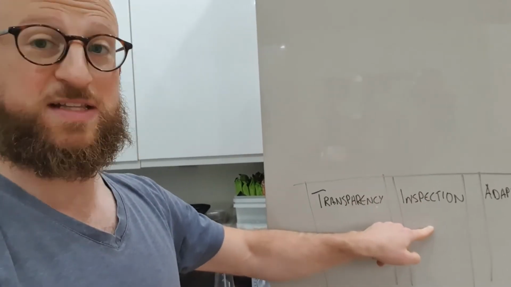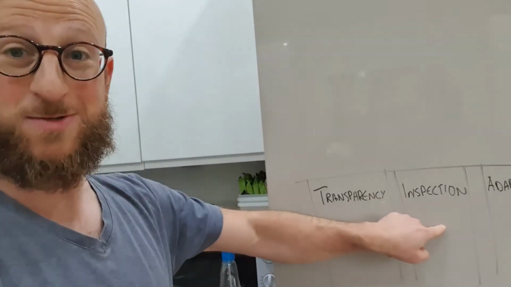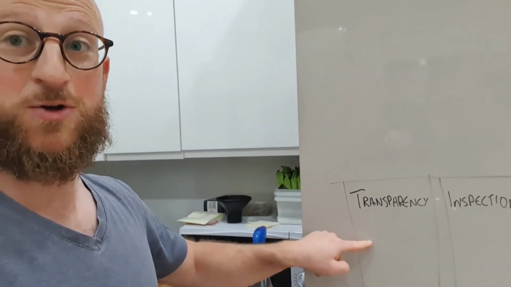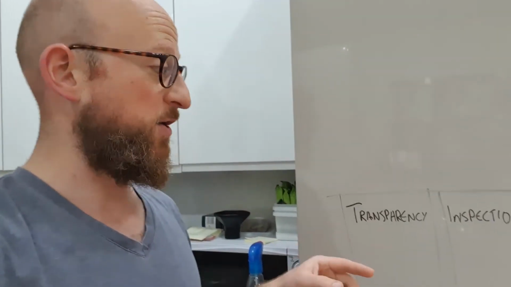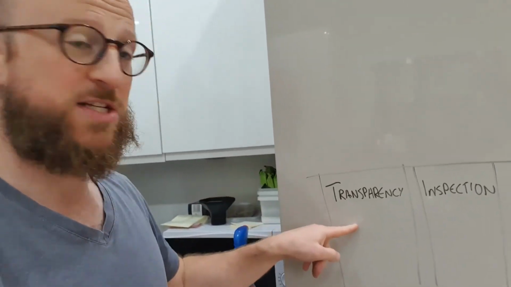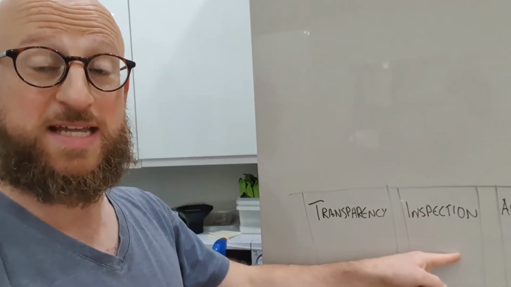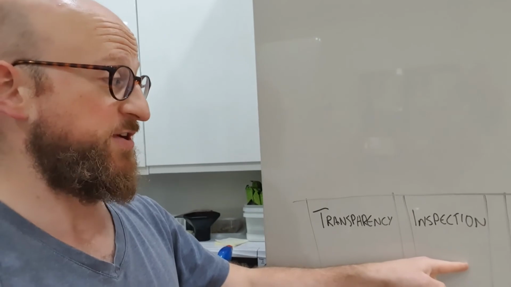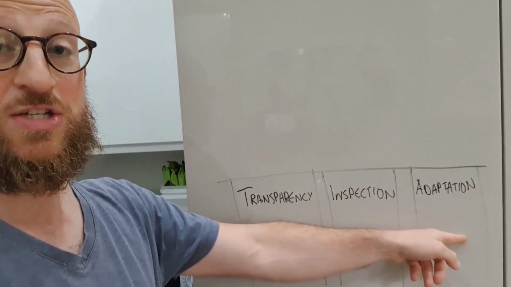And you can't have inspection without transparency. How are you supposed to inspect what's going on unless the results and the ways you're working are transparent? So Scrum is all about these 3 things: increasing transparency, therefore making it easier for you to inspect what you're doing and whether it's the right thing, and therefore making it easier for you to adapt to do the right thing.